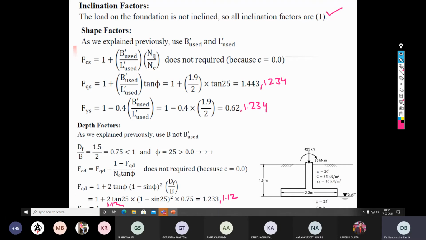Others, please note down. So I repeat again, if we use the equations which have been shown in this slide for calculation of shape factors or depth factors, then you are getting a slightly higher value for FQS and lower value for F gamma S, and FQD slightly lower and F gamma D slightly higher. So as such, there is no problem.